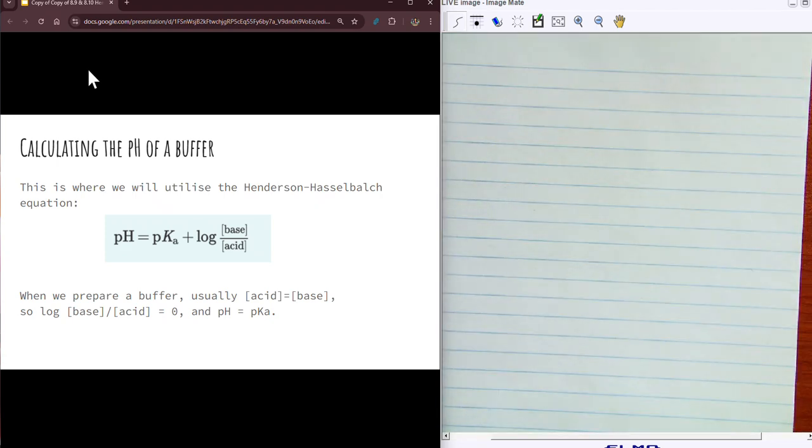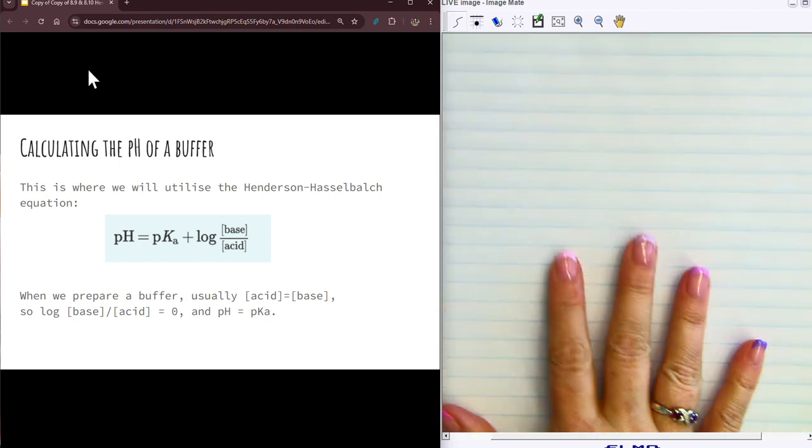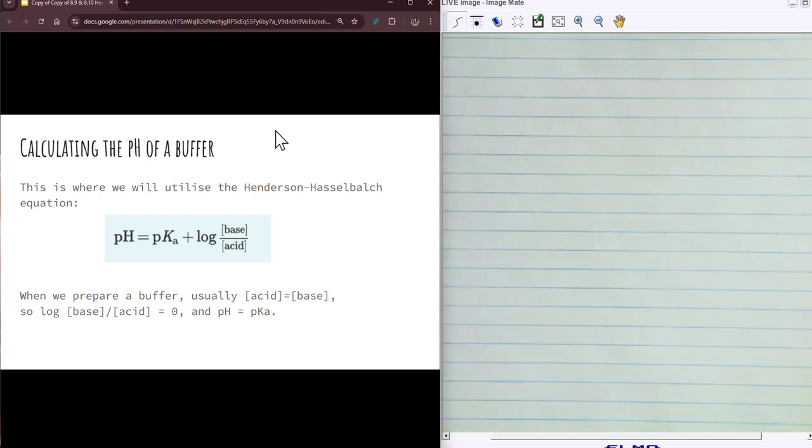Those of you that know me know I hate doing math on a PowerPoint, so I deleted the PowerPoint slides. I'm just going to work them here. I prefer that anyway. All right, so what we're doing with this is your Henderson-Hasselbalch equation.